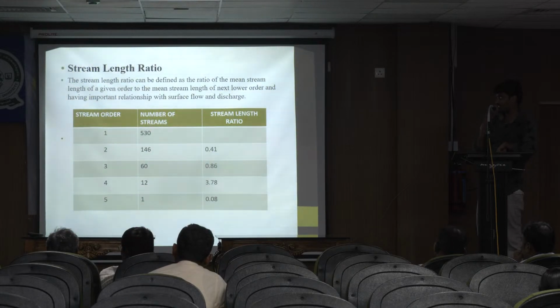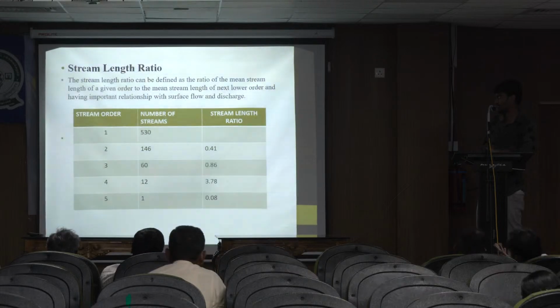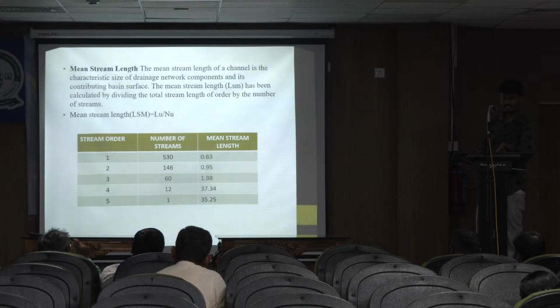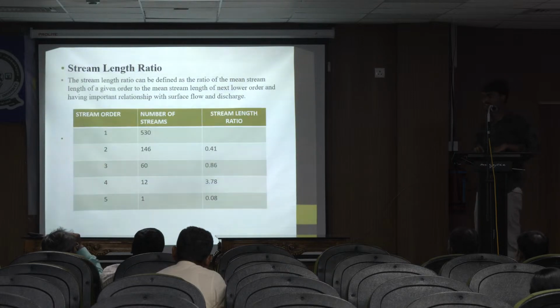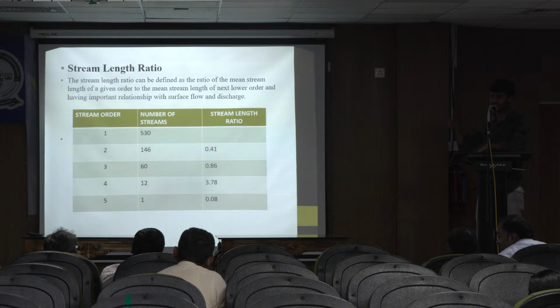Then stream length ratio. The number of streams is 530. Sir? Yes, sir, bifurcation ratio table.